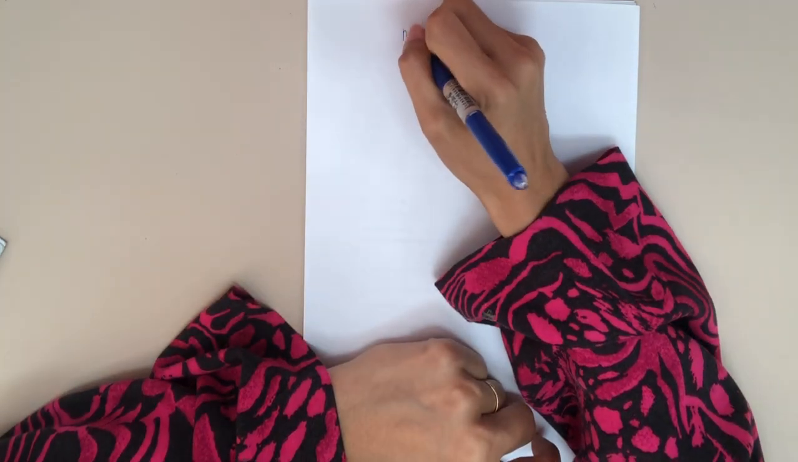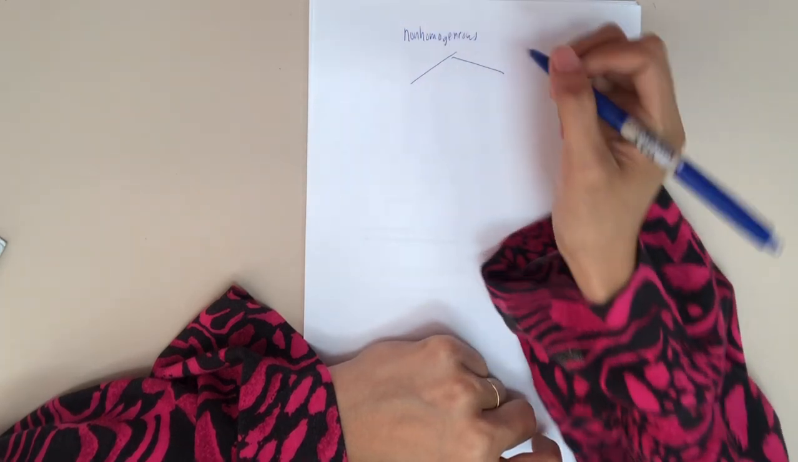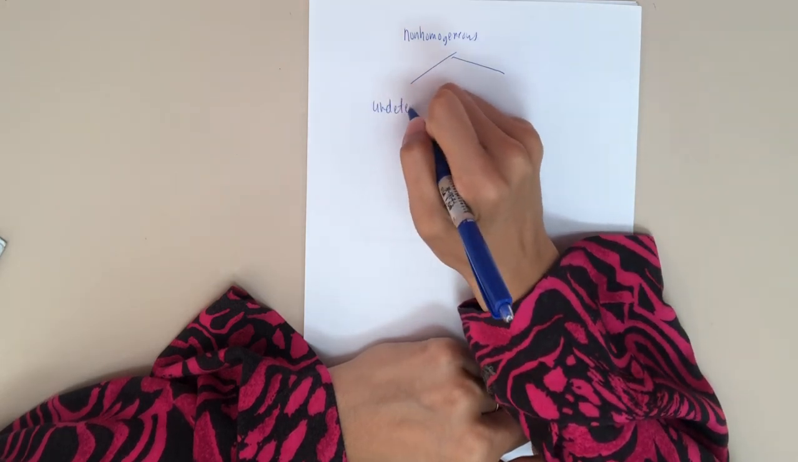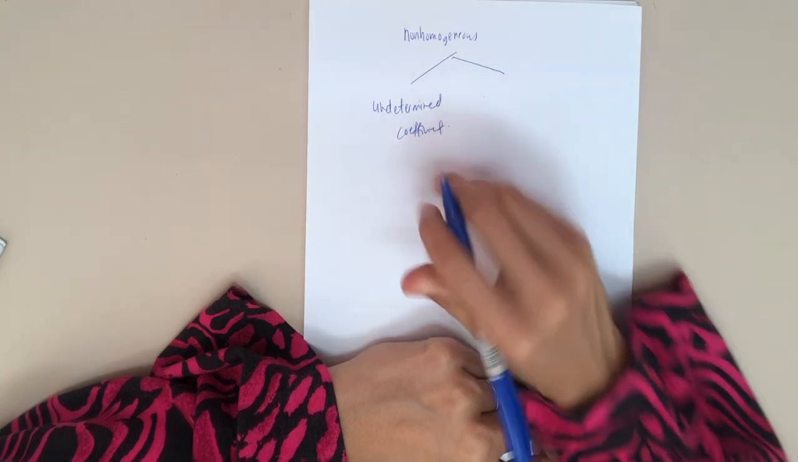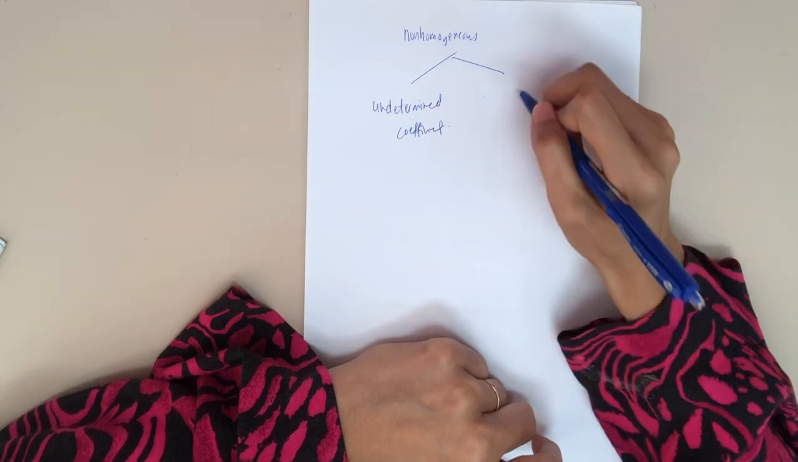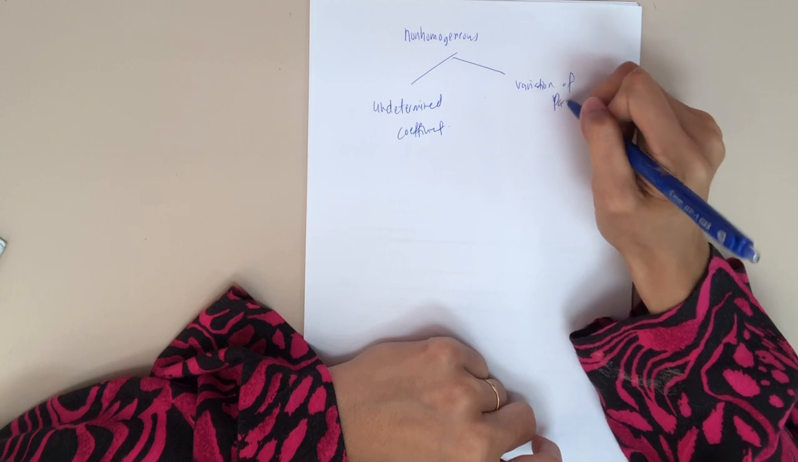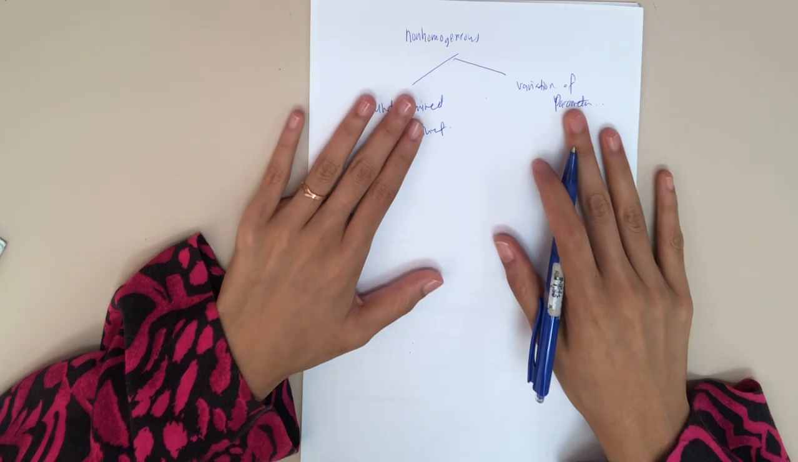Without further ado, I will proceed to the method. To solve the non-homogeneous, there are two methods. The first one we call the undetermined coefficient method. The second one is variation of parameter. So there are two methods that you need to learn.